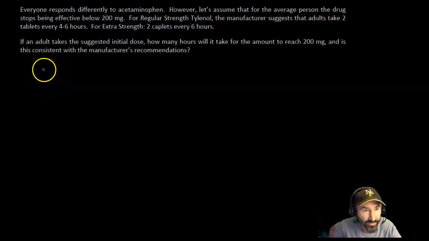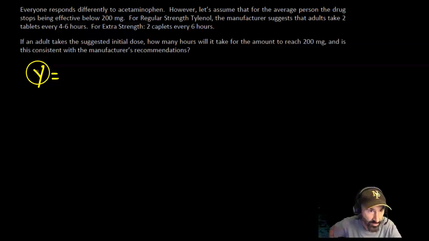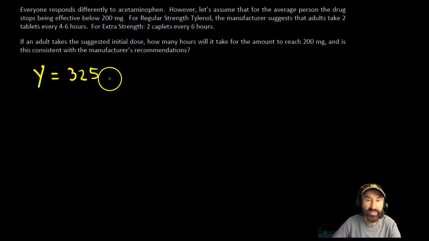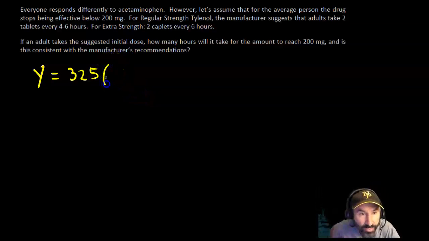And so we wrote a model, and the model that we made looks something like this. The amount that you'll have after a certain amount of time, y, will be equal to the beginning amount. When we made the model, we said the beginning amount would be 325 milligrams, the amount in one tablet of regular strength Tylenol. We multiply that times 0.5 raised to the power of t divided by 3.